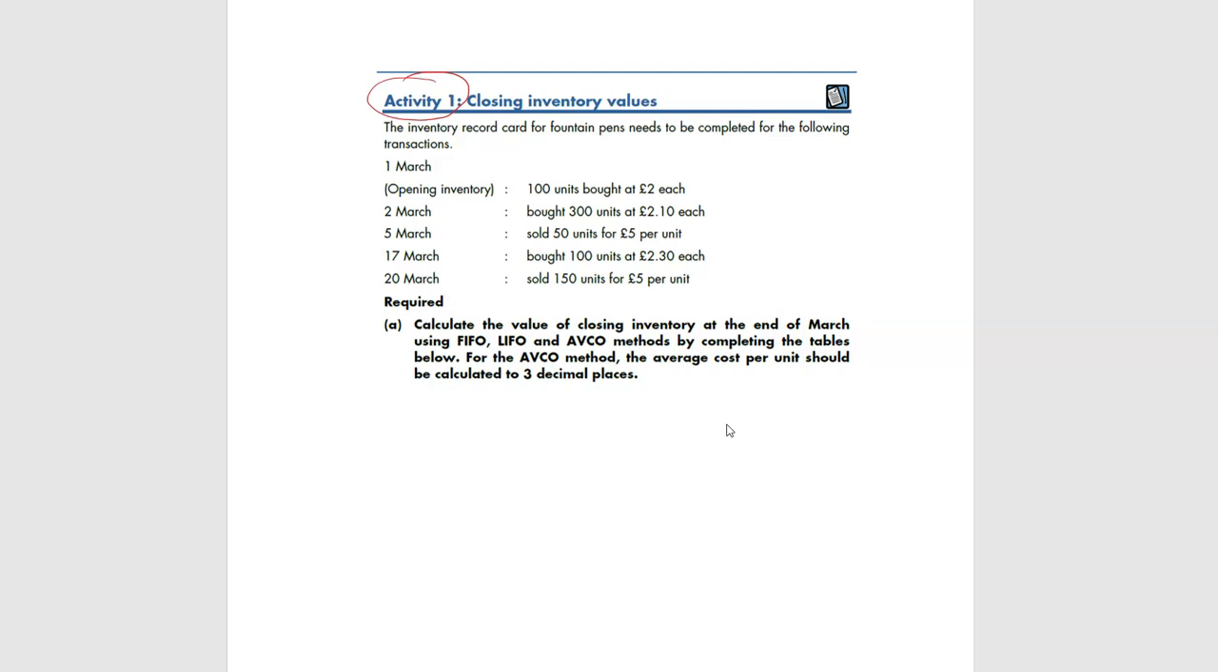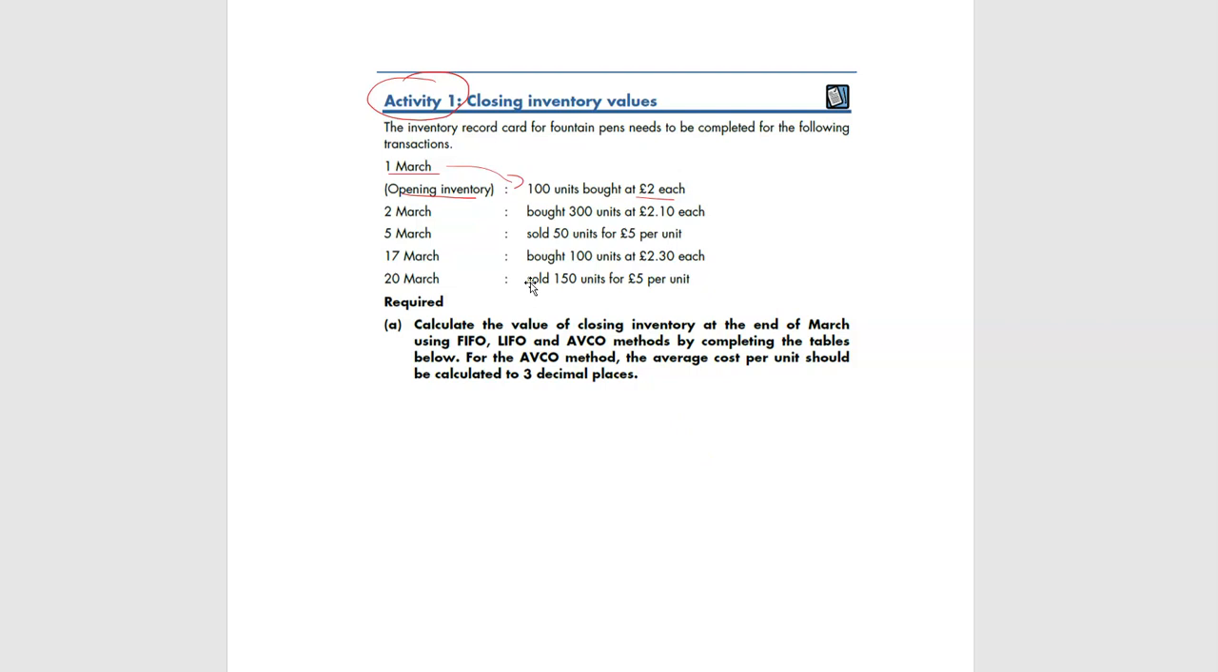1st March, so the date is very important. We have opening inventory. Whatever was the closing for the last period is the opening for this period. So this one comes from the last period. 100 units bought at £2. So on 1st of March you have a stock of 100 units bought at £2. Then we have 2nd of March.